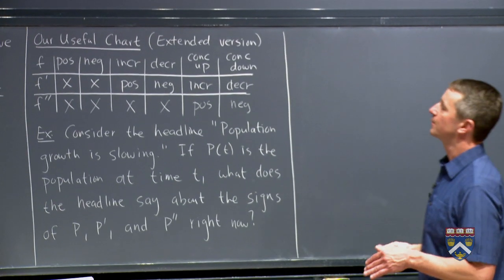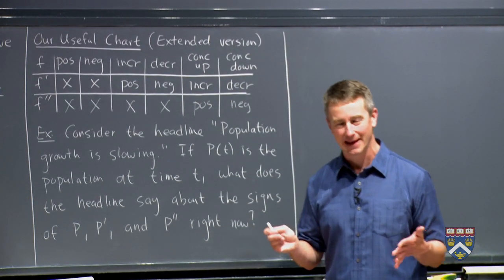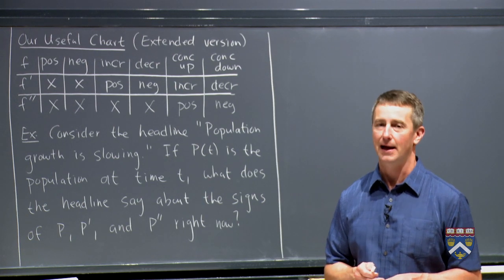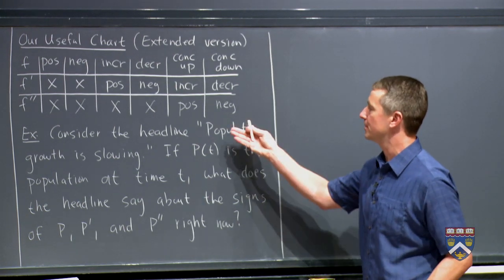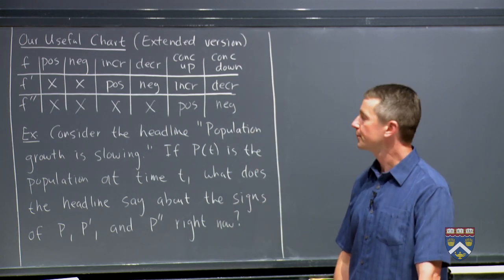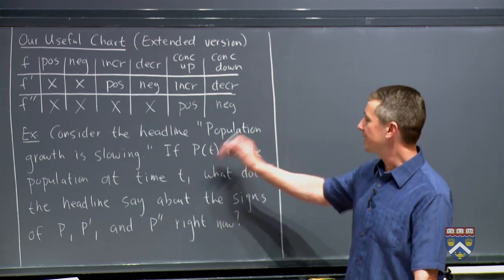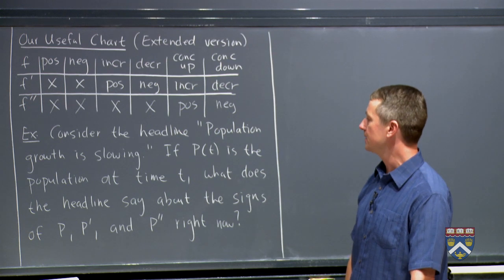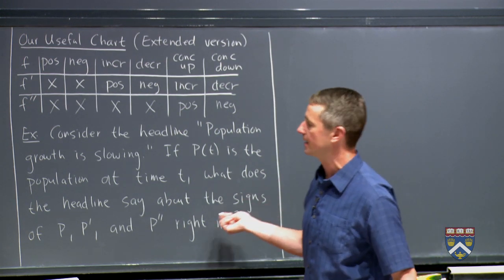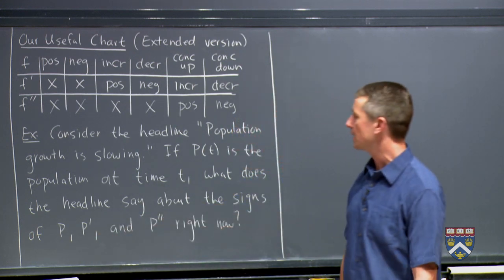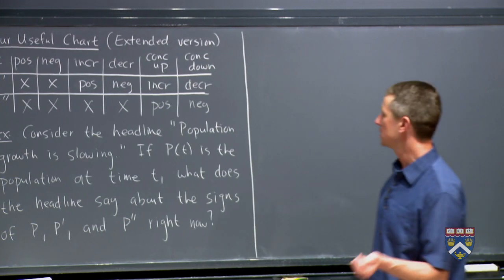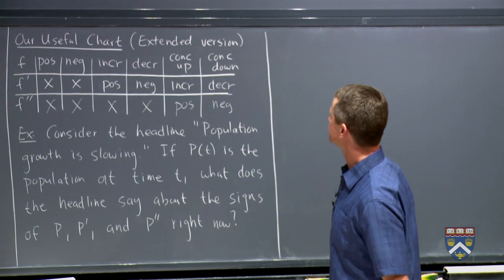So let's try to see where this might come up. You might be thinking that these second derivatives are a little unusual, esoteric. They're not. We see them all the time. For example, here's a headline that you might see. Population growth is slowing. So let's suppose that p of t is the population at time t. What does this headline tell us about the sign of p, p prime, and p double prime right now? If we know that right now population growth is slowing.